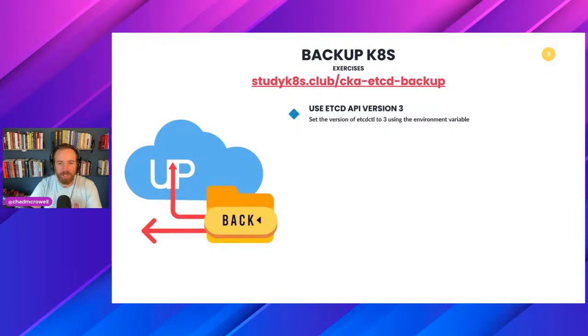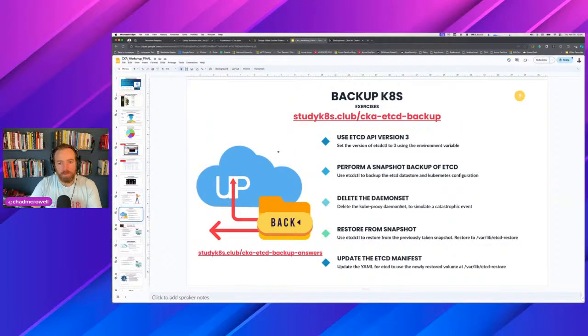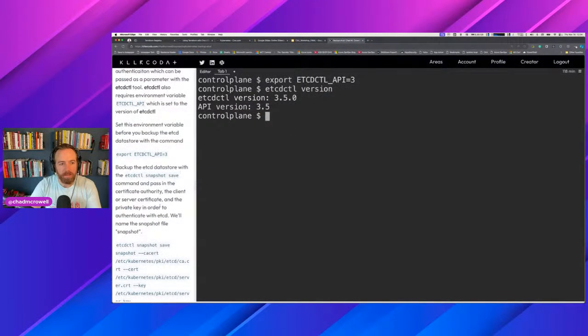So going back over to the slides, now that we've set the version of etcdctl to version 3 using an environment variable, let's go on to perform a snapshot backup of etcd. So let's use etcdctl to back up the etcd data store and the Kubernetes configuration itself. And so let's go back to our terminal and do that.